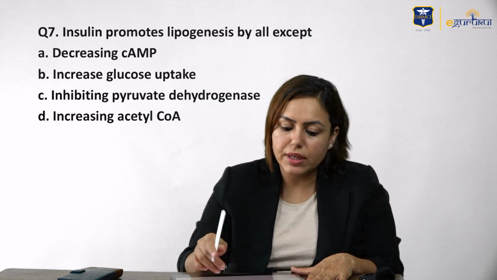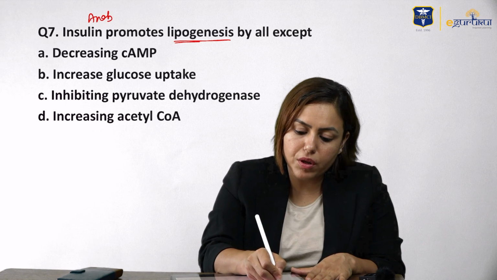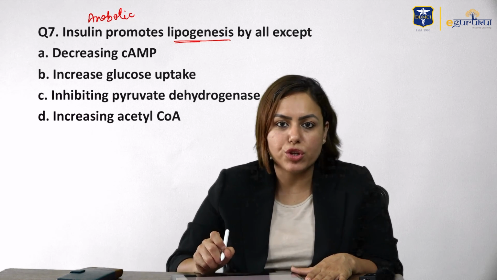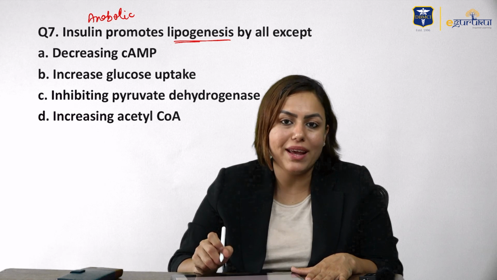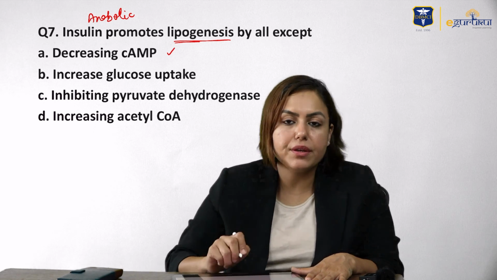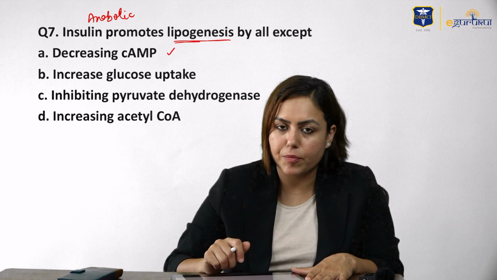Then next question, insulin promotes lipogenesis. Insulin is an anabolic hormone, so it will help in fat synthesis. Lipogenesis means fat synthesis by all except. Option A, it decreases cyclic AMP. Yes, insulin decreases cyclic AMP and the opposite hormone glucagon increases cyclic AMP.